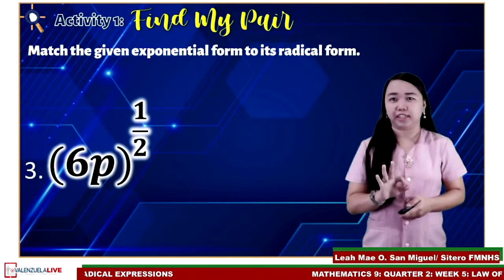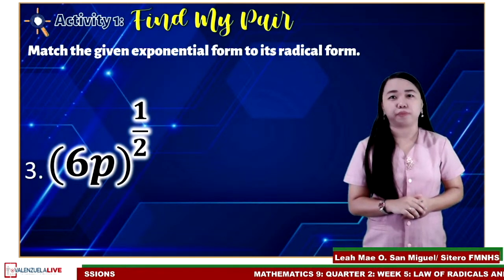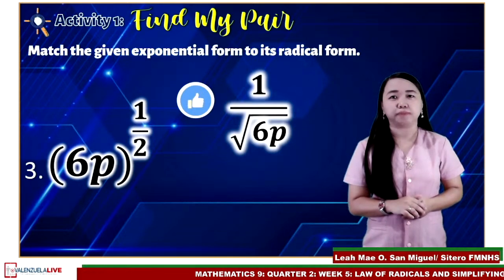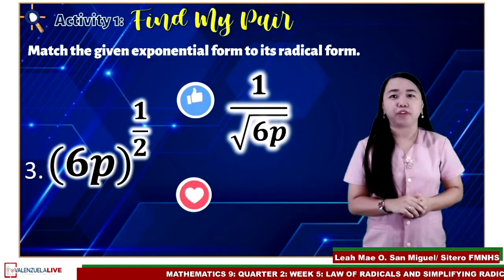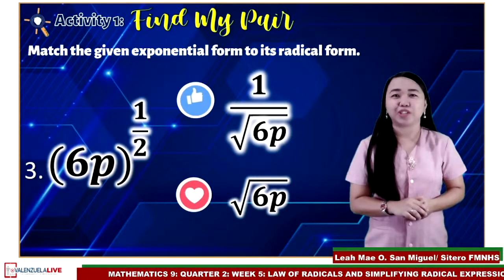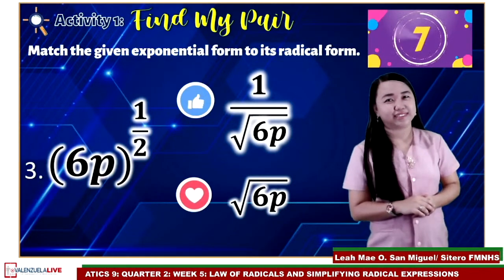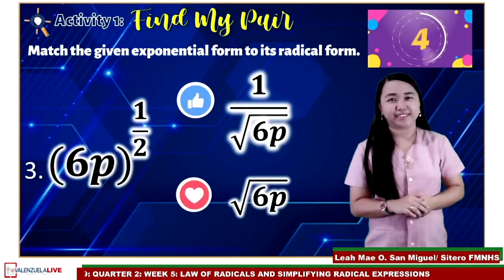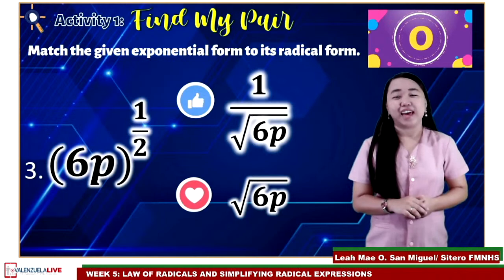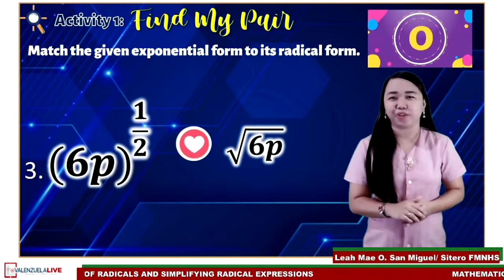Item number 3. The quantity 6b raised to 1/2. Like react if it is 1 over square root of 6b, and heart react if it is square root of 6b. You have 10 seconds to answer. Go! The correct answer is heart react. You are doing great, students.